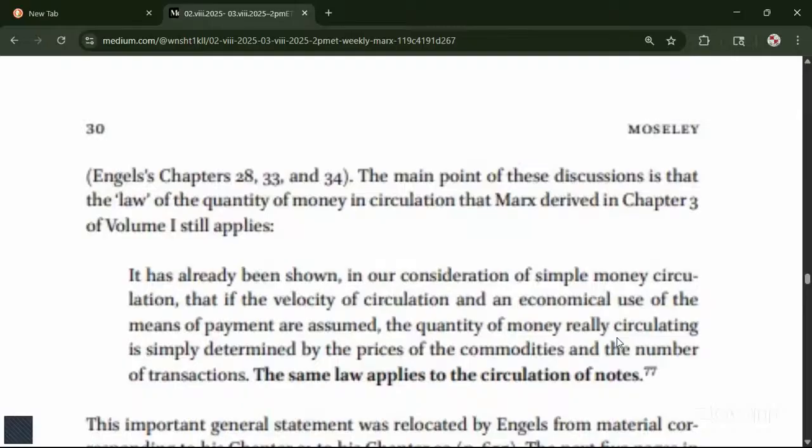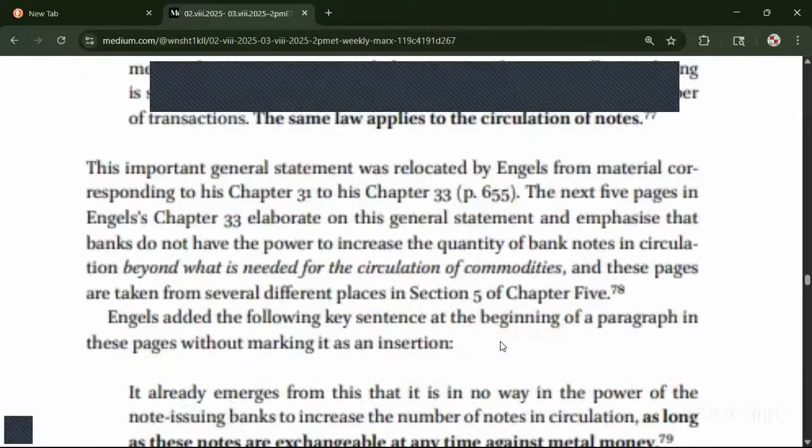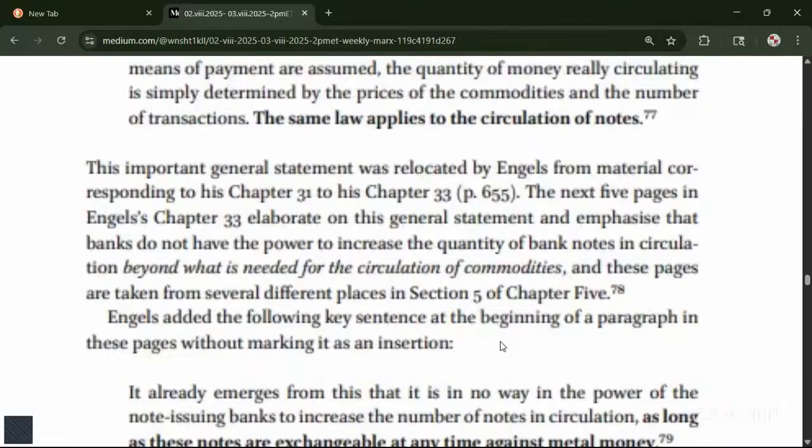Banknotes. Footnote 77. This important general statement is relocated by Engels from material corresponding to his chapter 31 to his chapter 33, that is page 655. The next 5 pages in Engels chapter 33 elaborate on the general statement and emphasize that banks do not have the power to increase the quantity of banknotes in circulation beyond what is needed for the circulation of commodities. And these pages are taken from several different places in section 5 of chapter 5.